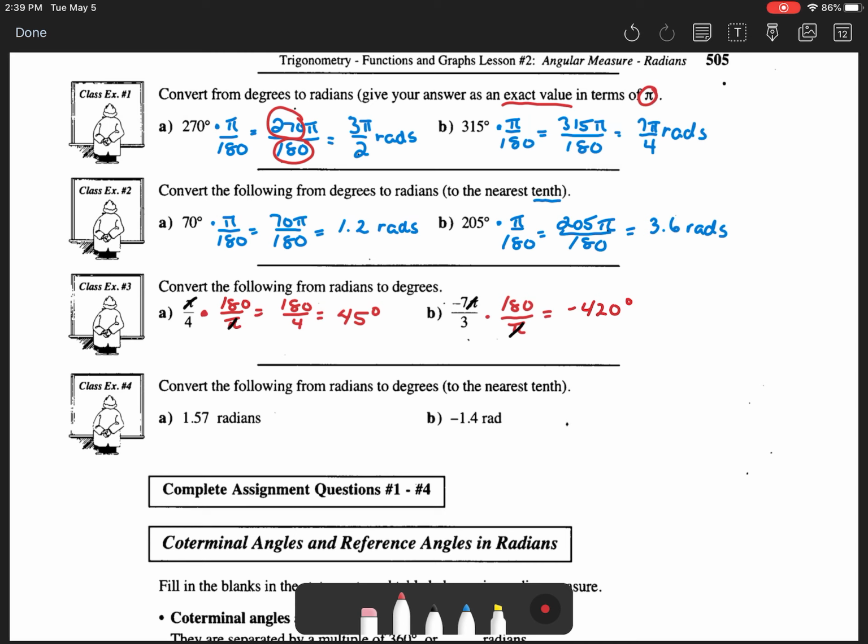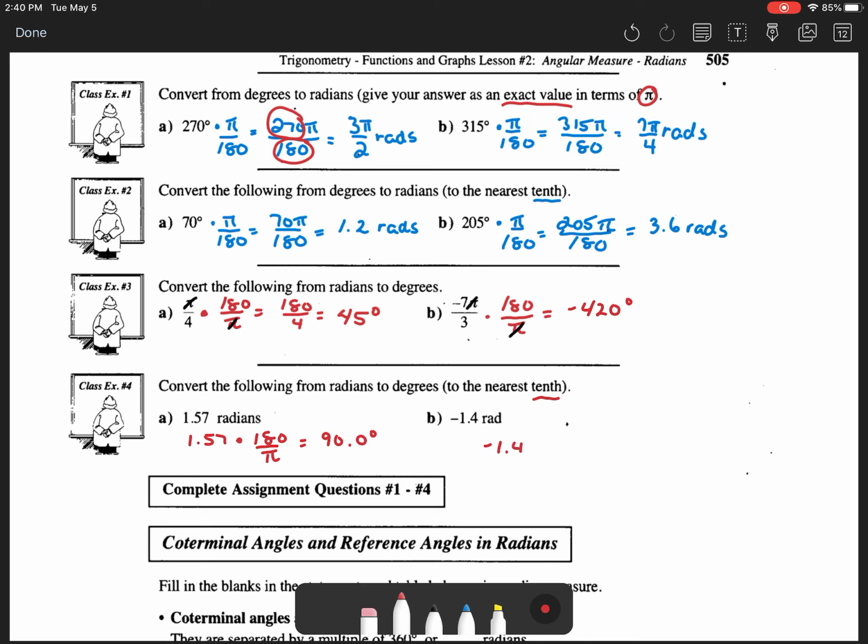Okay, and class example 4 here, 1.57 radians. So I have to take that value of 1.57 and multiply by 180 over pi. And again, if you look in the instructions this time, they say to the nearest tenth. So I can do everything on my calculator here. I don't need to worry about exact values. So I just take 1.57, multiply by 180, and then divide by the whole value of pi. That gives me 89.95. So to the nearest tenth, that's 90. And I have to put 0.0 because they say to the nearest tenth.